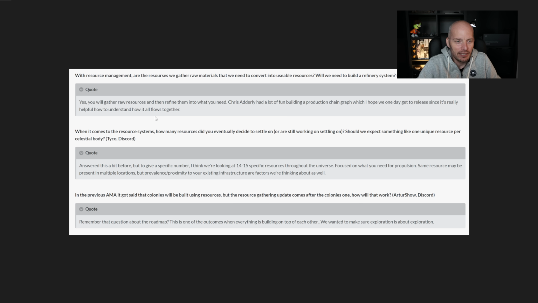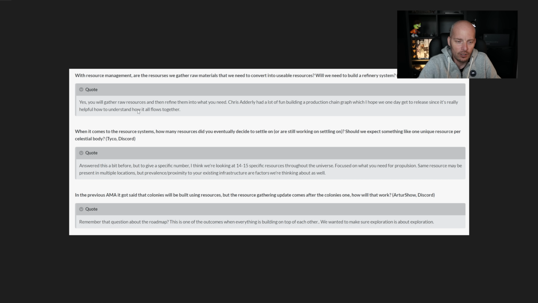Interesting. Right. With resource management, we've got a whole bunch of questions I've put together here because they are sort of related. With resource management, are the resources we gather raw materials that need to be converted into usable resources, or do we need to build a refinery system? So yes, you'll gather raw resources and then refine them into what you need. Chris Adderley had a lot of fun building a production chain graph, which I hope we one day get to release, since it's really helpful to understand how that all flows together.